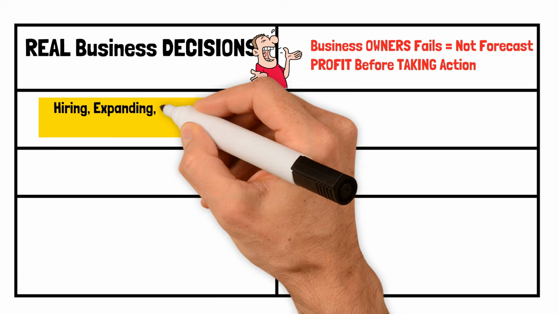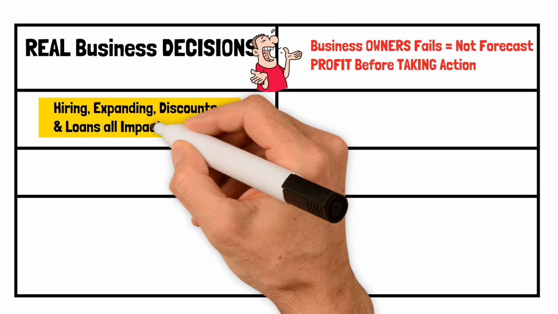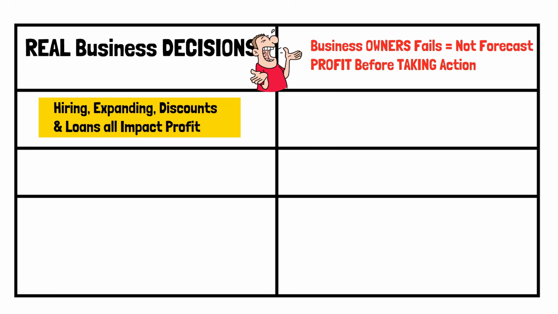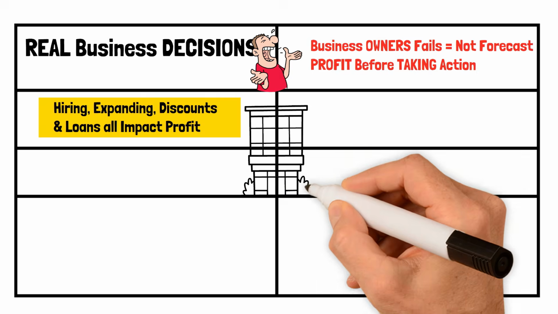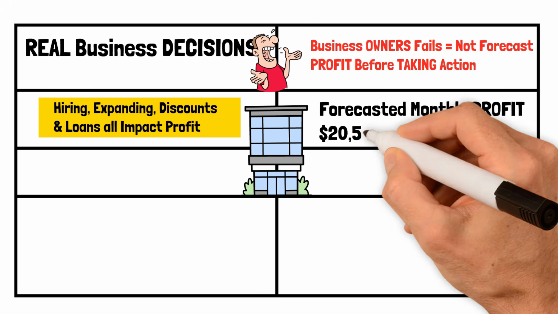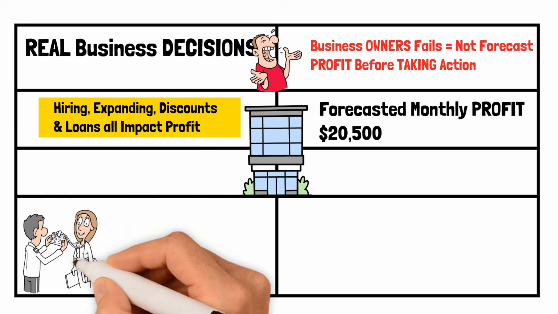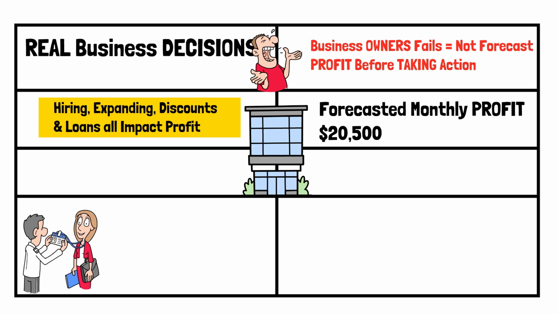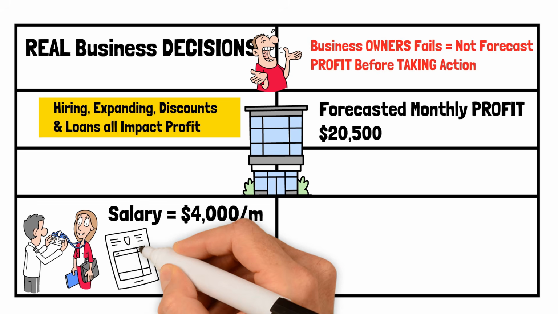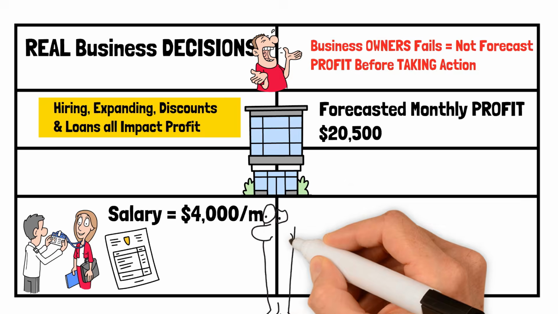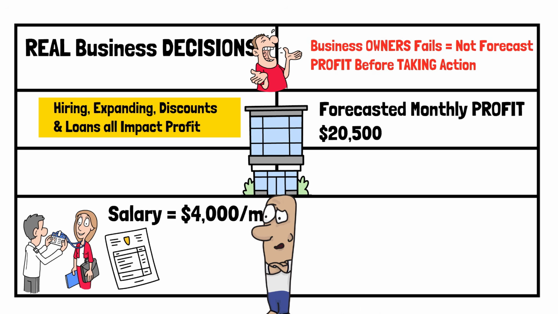Hiring, expanding, discounts, and loans all impact profit differently. Imagine you are running the same service business with a forecasted monthly profit of $20,500. You are thinking of hiring one more employee. The salary offered is $4,000 per month. On paper, this feels affordable, but profit forecasting forces you to check the future impact.